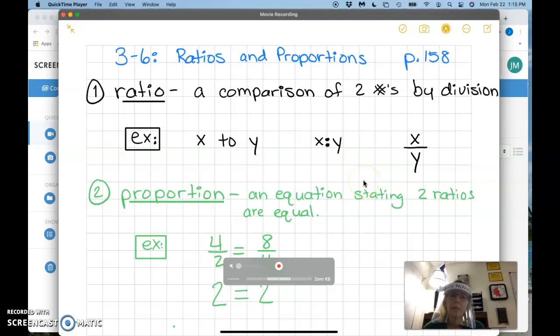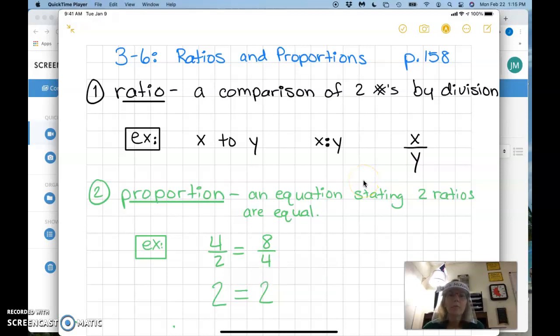Okay, so today we're starting a new section called Ratios and Proportions. And a ratio is just a comparison of two numbers by division. Ratios will be written in three different ways.